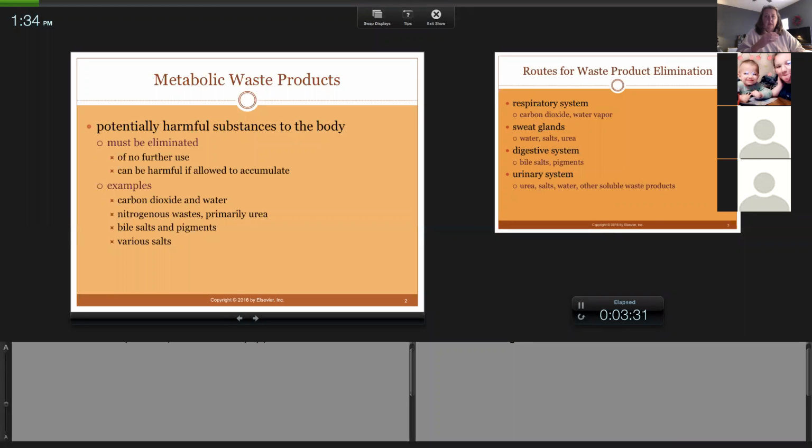Normally when we do a UA, we want that to be negative, but a lot of times it's based on their diet because of their primarily carnivore diet. It can be an indicator of kidney function, so it's something that we monitor, but a lot of times it's just because of what's in their diet.